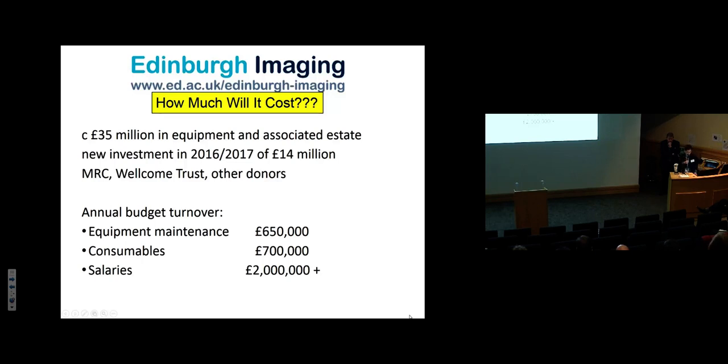Just as an indication of why understanding the cost is so important, our current basic equipment maintenance budget is about £650,000. The basic consumables just to run the scanners are about £700,000, and the salary budget, not including all of the people who are funded on specific research grants because that's their research fellowship or whatever, is about £2 million.